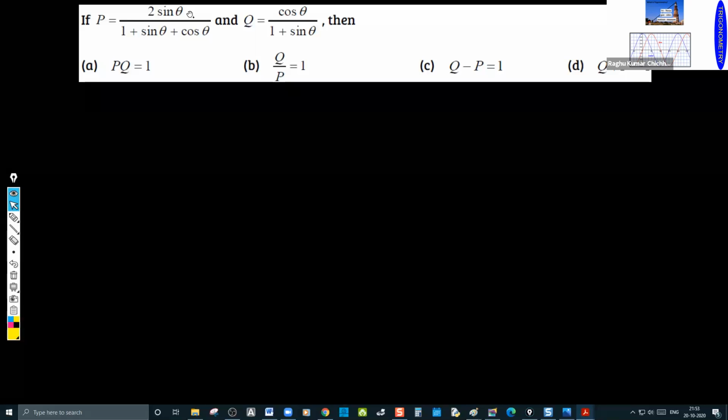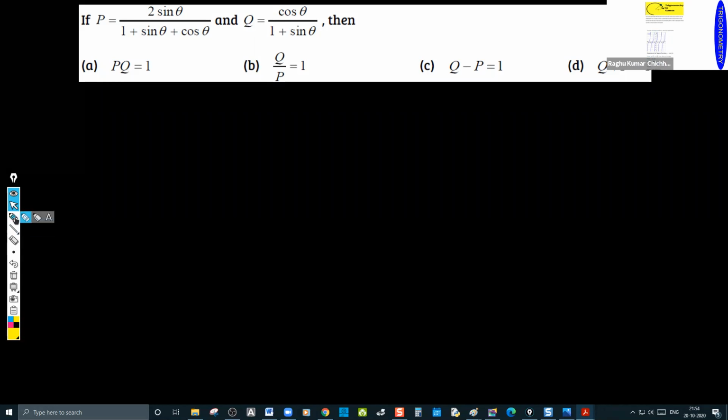Now, if you see this carefully, this P and Q are given, and you are given options like this. PQ is equal to 1, Q by P is equal to 1, Q minus P is equal to 1, and Q plus P is equal to 1, like that. So now, let us see.